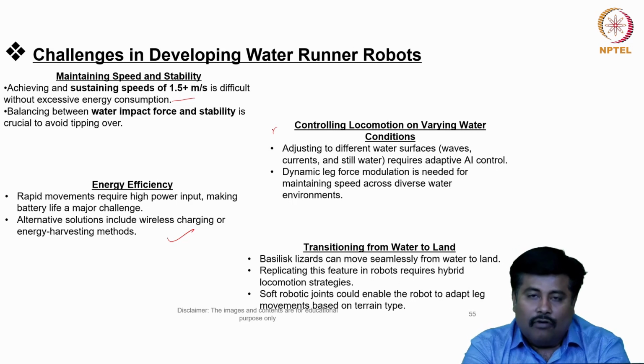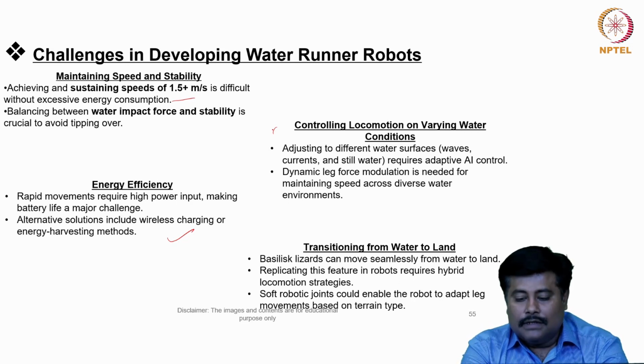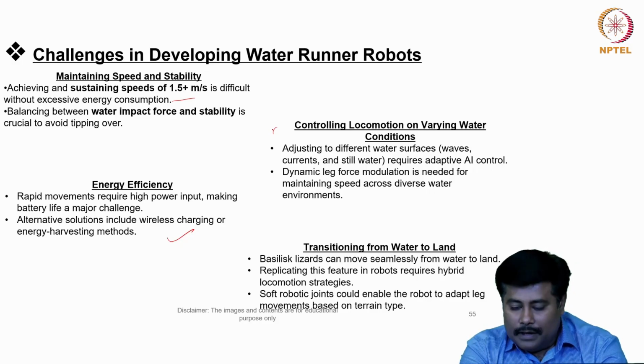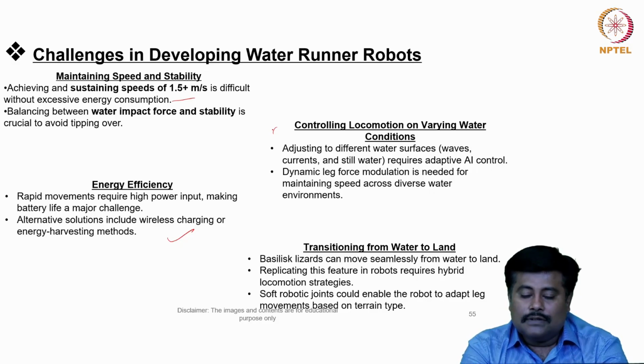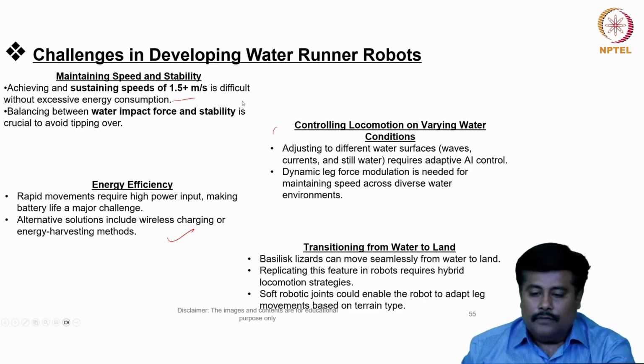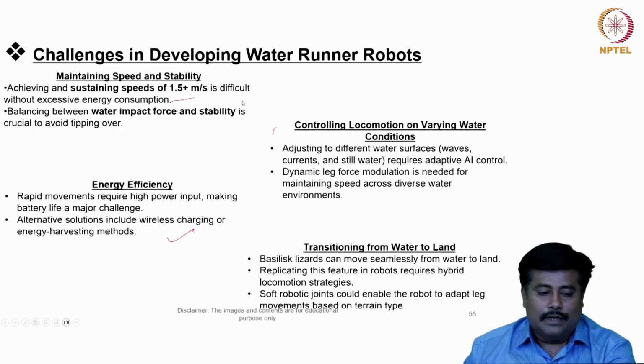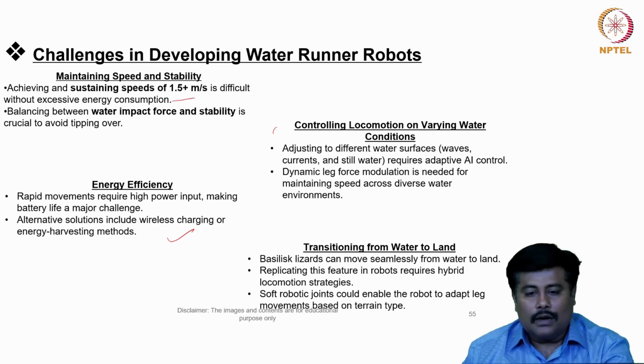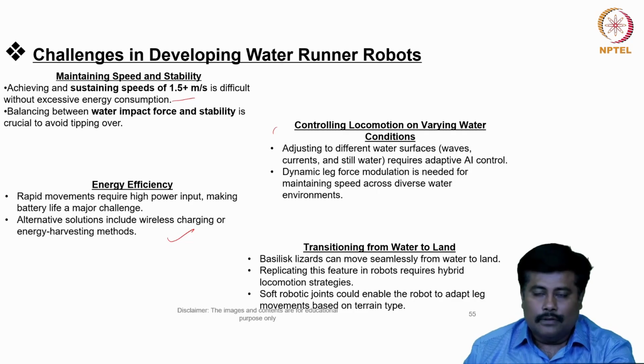Then, the transition from water to land. Basilisk lizards can move seamlessly from water to land. Replicating these features in a robot requires hybrid locomotion strategies. Soft robotic joints could enable the robot to adapt leg movement based on the different types of terrain as and when required. Okay, so these are some of the challenges involved with the water runner robot.